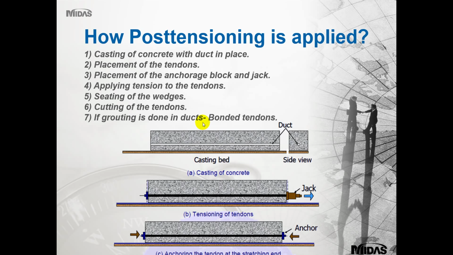if it's actually grouted in the ducts, then it's a bonded tendon. So when you've cut either end, it will put the tendon fully in tension, and it will put the concrete itself fully into compression, pushing either end together.